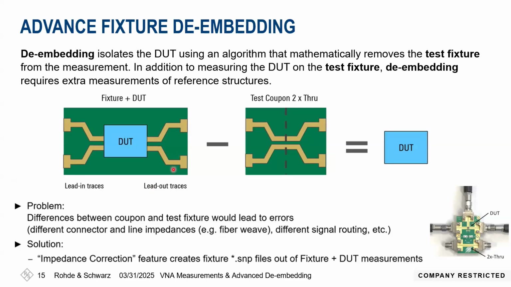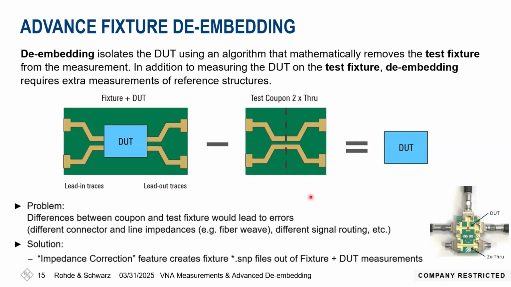And because of these inaccuracies, this advanced fixture de-embedding comes into play. So basically, in this de-embedding algorithm that runs, it could also correct for the impedances between the test coupons and the fixture plus the DUT.